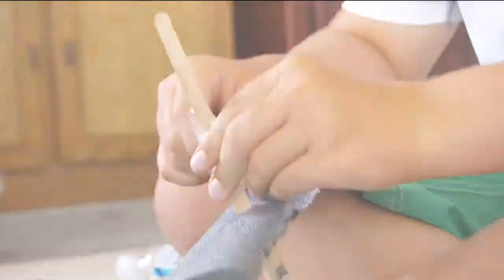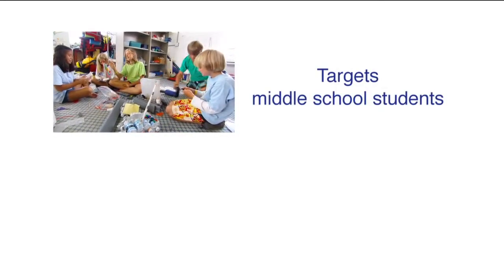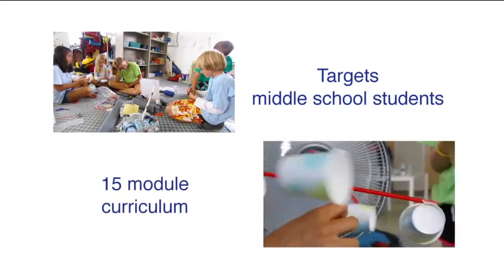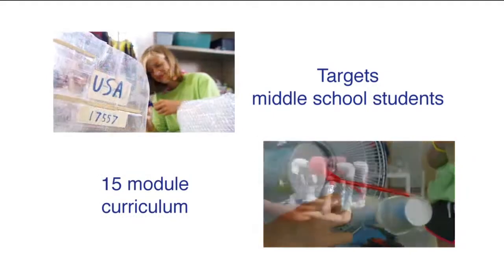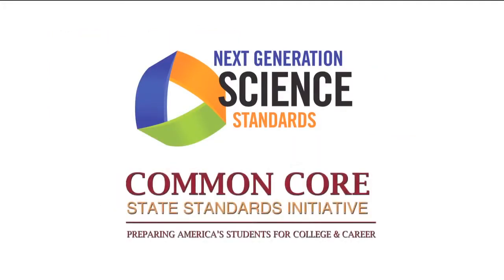REACH is a STEM education program that targets middle school students. The curriculum for Phase 1 of this program consists of 15 modules, ranging from wind and simple machines to robotics and marine science. These modules tightly align with Next Generation and the Common Core standards.